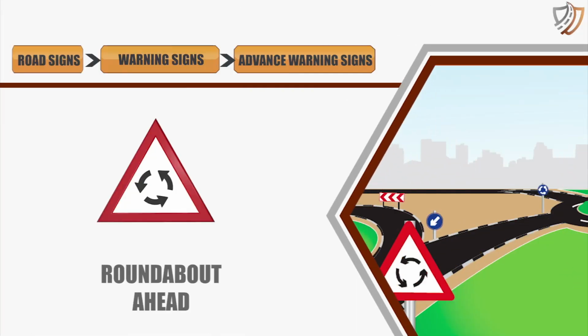Roundabout ahead. This sign indicates the presence of a roundabout ahead. Roundabouts are different from an intersection, where the traffic moves around a circular island. It can be found on single or multiple lane roads. This sign is used to warn drivers that they are approaching a roundabout, so they must position their vehicles in the proper lane according to their direction. It is advisable not to overtake after this sign.